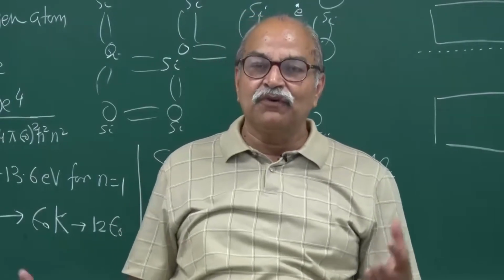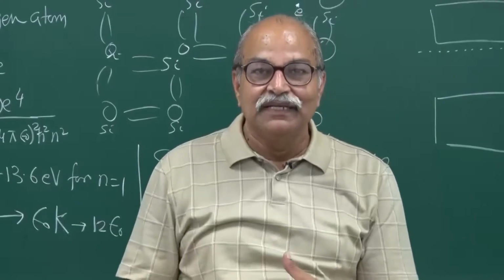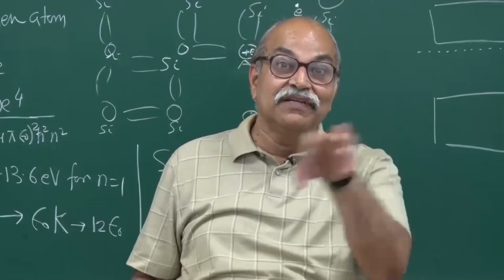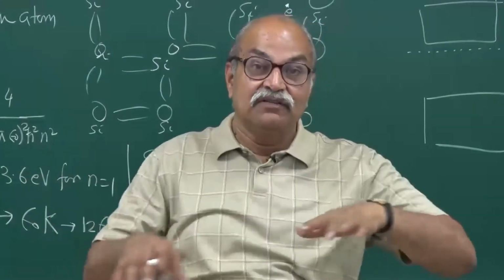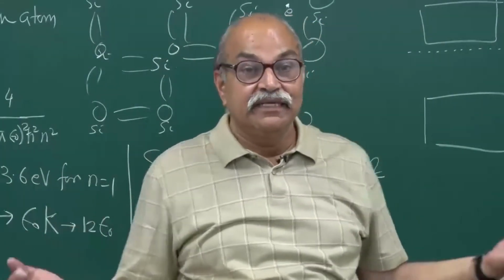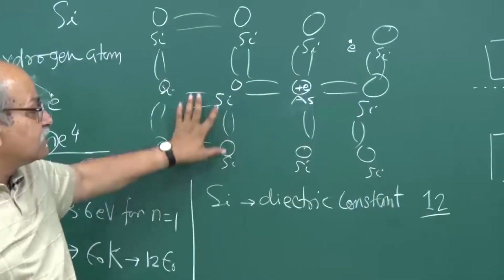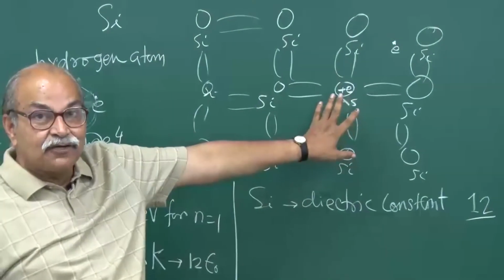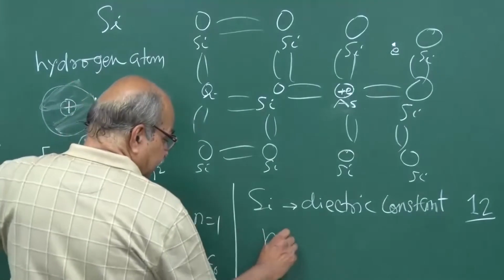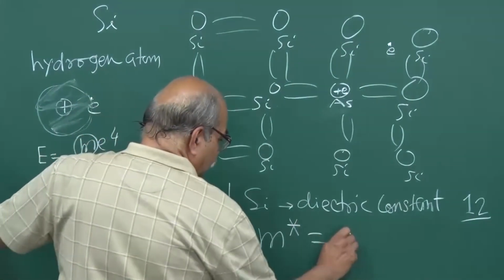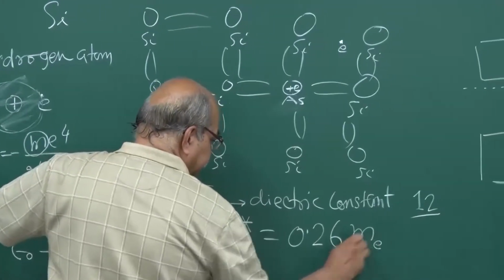And also, for what purpose you are solving this, what problem you are solving, that will decide what kind of effective mass should be used for that particular purpose. So for our purpose, where we are talking of conductivity and these things, the effective mass of electron in this silicon structure turns out to be something like 0.26 times the mass of electron.